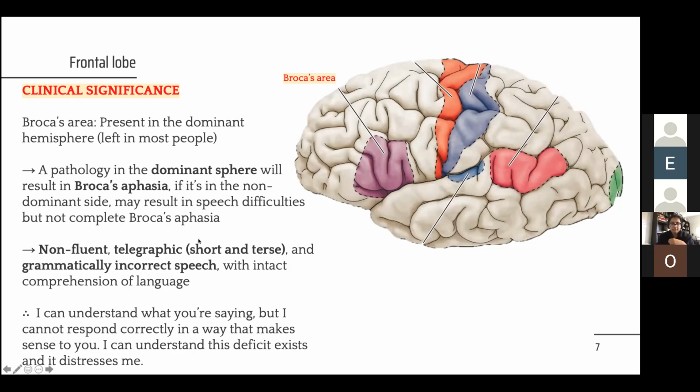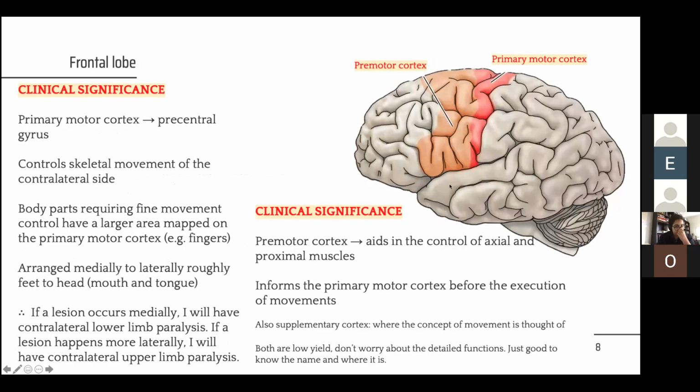The other part of the frontal lobe that's important is the primary motor cortex, which is the exact same thing as the precentral gyrus, so this red part here. What the primary motor cortex does is that it controls skeletal movement, so voluntary movement of the contralateral side, the opposite side.